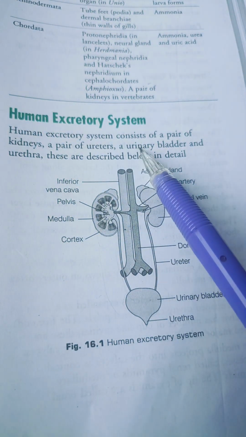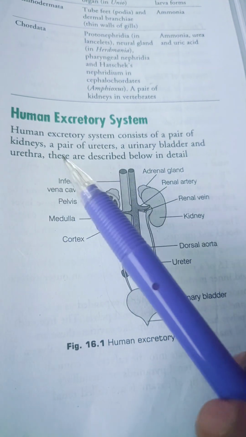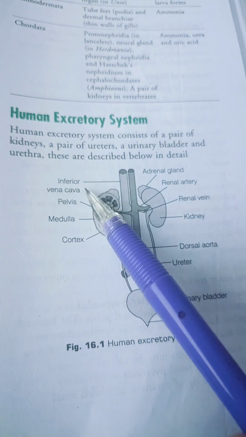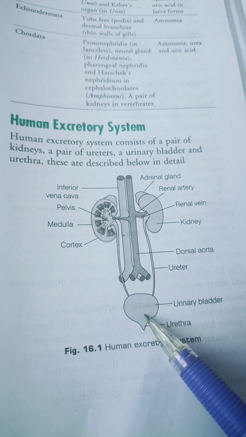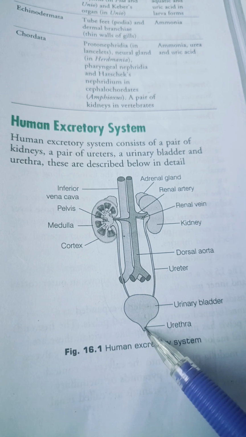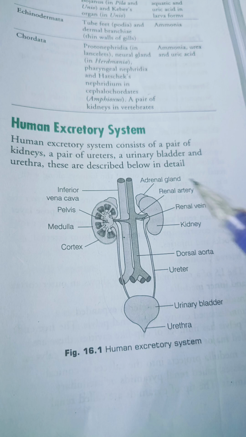The human excretory system consists of a pair of kidneys, 2 kidneys, a pair of ureters, 2 ureters, a urinary bladder, 1 urinary bladder, and 1 urethra. Urethra means the passage from where the urine goes out of the body.